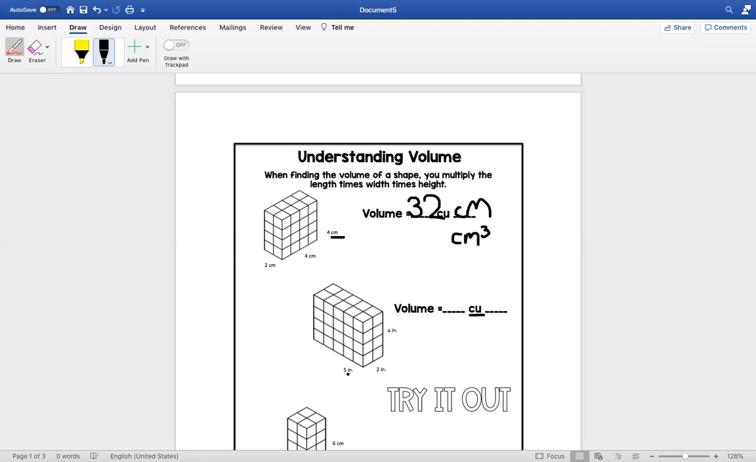So we'll start with 5 times 2, which is 10. And now we have to multiply 10 by 4. What is 10 times 4?